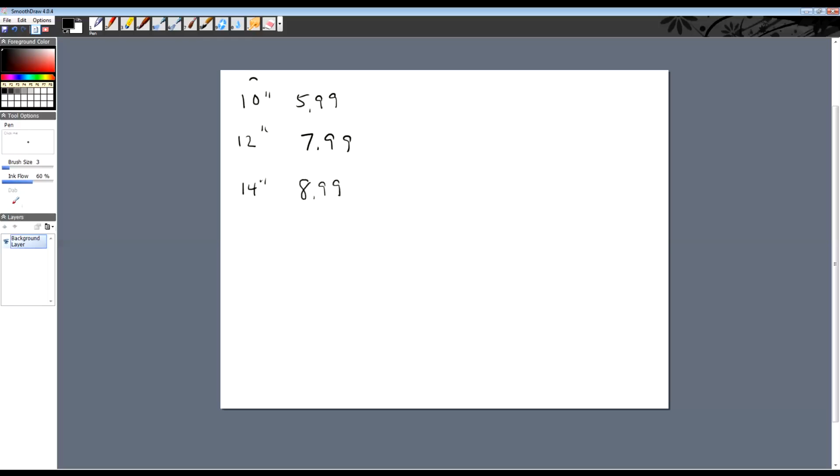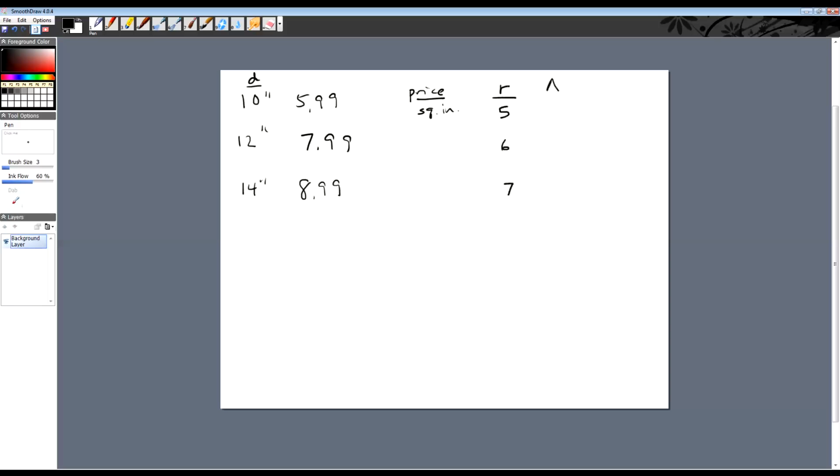Well, these are the diameters. If we want to look at price per square inch, that would probably give us the best value here. So the price per square inch, we'd have to determine what the area is first. So the radius would be half of the diameter. So the radius here is 5 inches, 6 inches, and 7 inches.